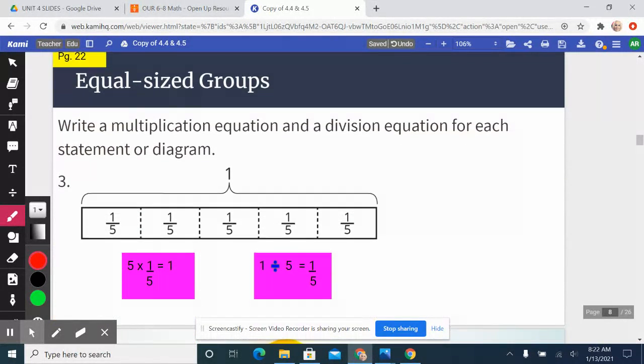Okay, so now for number 3, now you're given a diagram. So this diagram, remember that this here is the whole, right? All 5 boxes make 1. So we would do 5 boxes times 1/5 in each one makes 1 whole. And then this whole, right, this 1, divided by 5, there would be 1/5 in every box. So that's what you'll write for number 3.